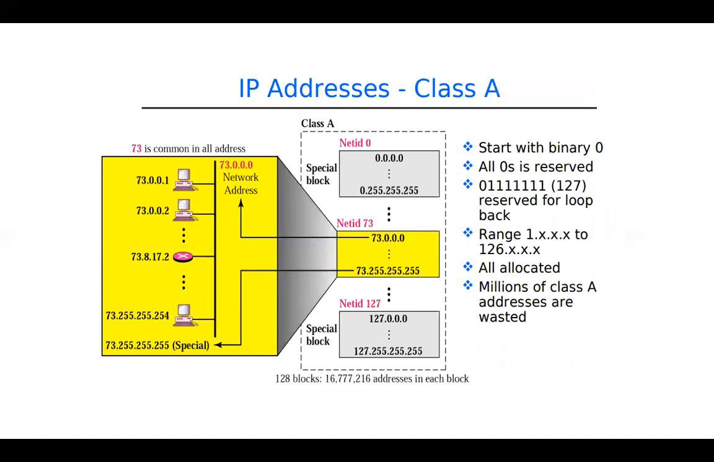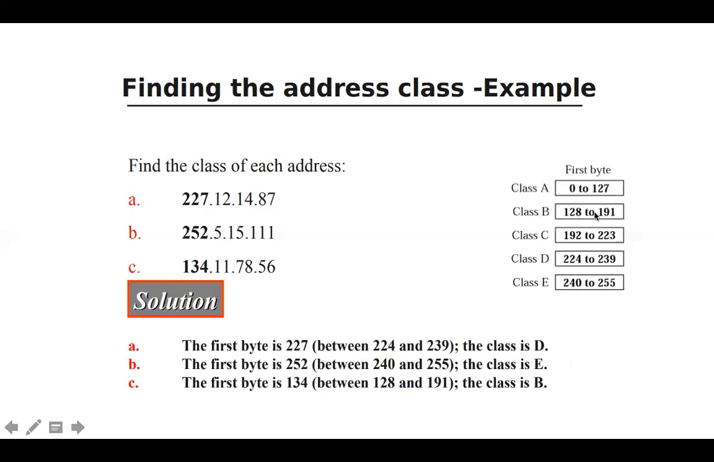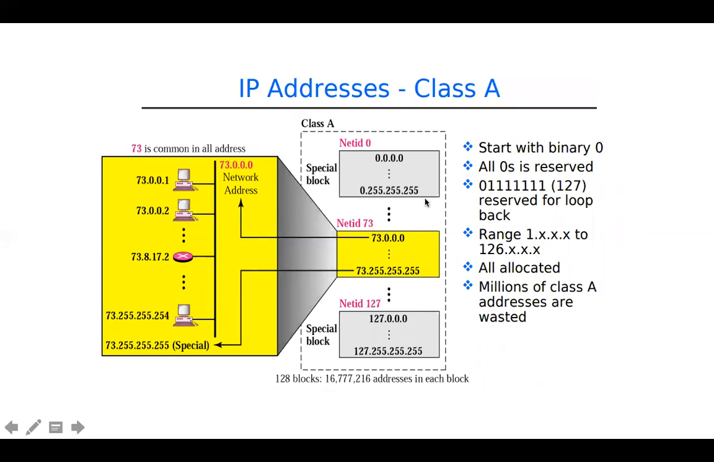So this figure is just to show you the IP addresses for class A. You know that for class A, the first byte is from 0 to 127. So that's why for class A, you have net ID 0 until net ID 127. The start is from 0.0.0.0 and the last address is 127.255.255.255. So in between, for example, you have net ID 73.